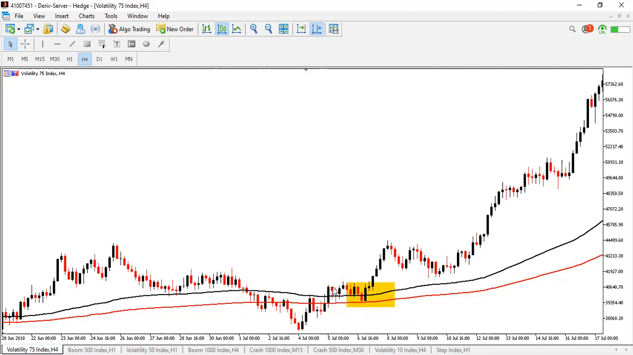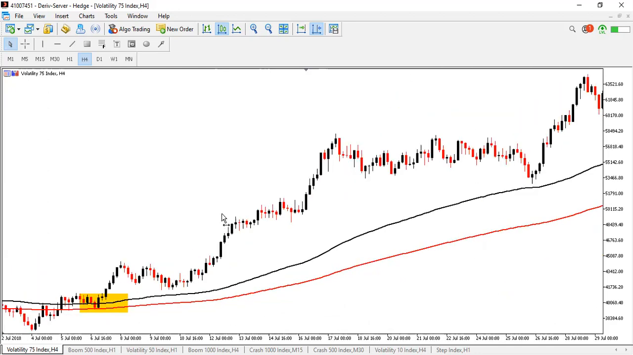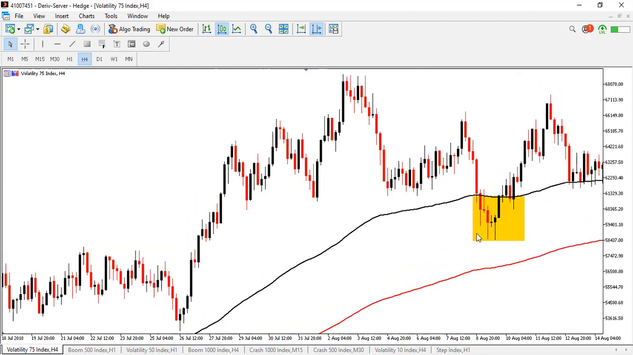You can also see here when it crossed. Price crossed through this point, came to test these areas here. An engulfing pattern went. Same thing here. You can see the rejections happening between these moving averages.